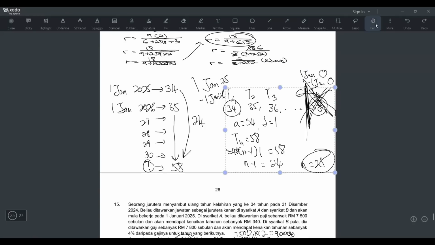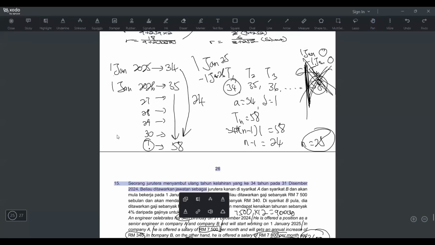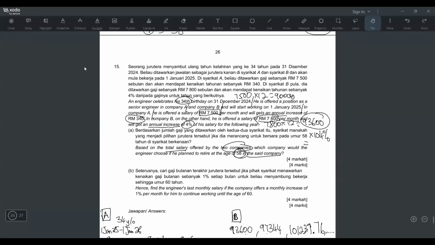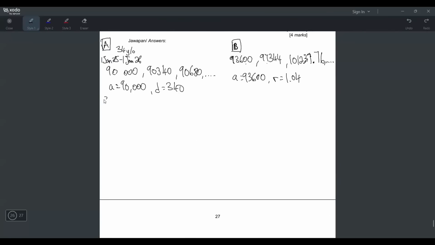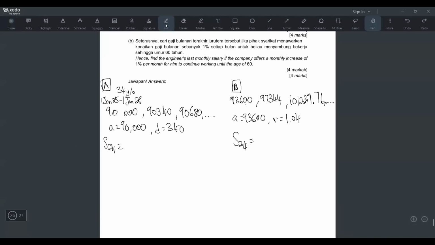So you have to take 24 actually, right? I hope you understand. All right, so I will find S24 for both companies, and then I can compare and see which value is higher. Okay, the Sn formula is what?